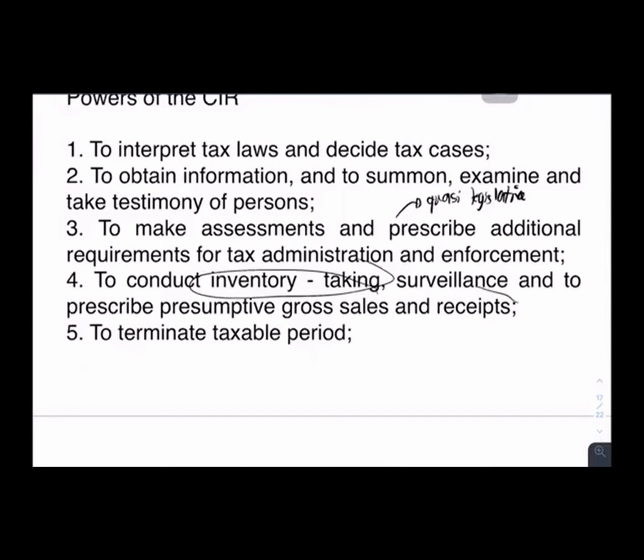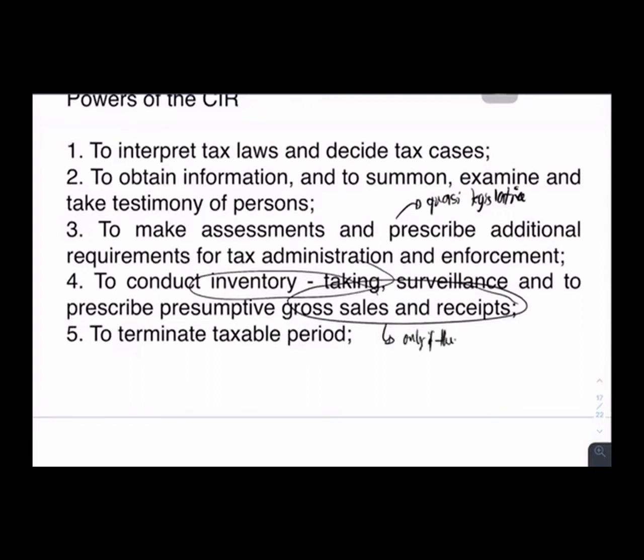So kailan tayo pwede magbigay ng presumptive gross sales and receipts? Pwede yung presumptive gross sales and receipts only if there is no records on the amount of sales and receipts. Okay, so only if there is no record on the amount of sales and receipts, you can make a presumptive amount. Sir, what is the basis of that presumptive amount? The basis of that presumptive amount is from the previous sales or receipts. So based on the previous sales or receipts, we try to forecast what is the amount of the sales or receipts this year. So, okay, we try to make a presumptive gross sales or receipts based on our forecast on previous sales or receipts.